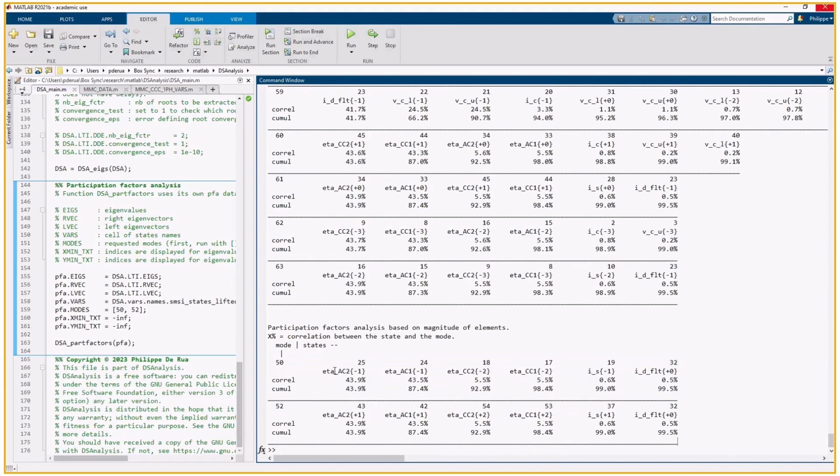And I see that these modes are related to the alternating current controller as well, up to a cumulative participation of 87.4%, and next to the circulating current controller, with 98.4% cumulated.